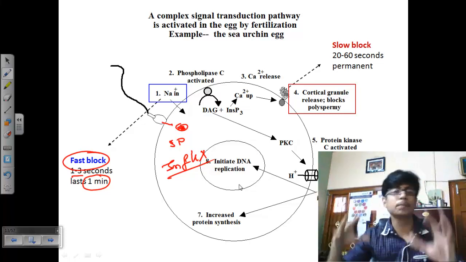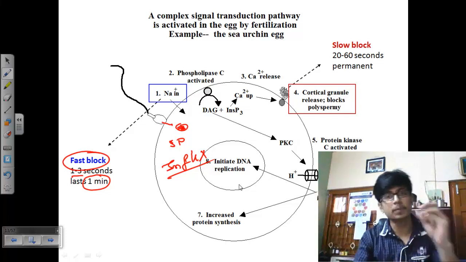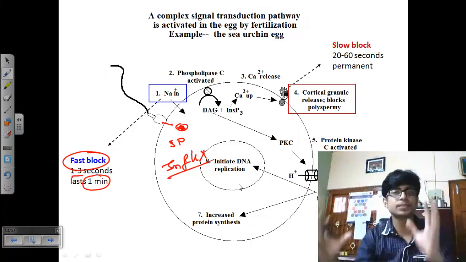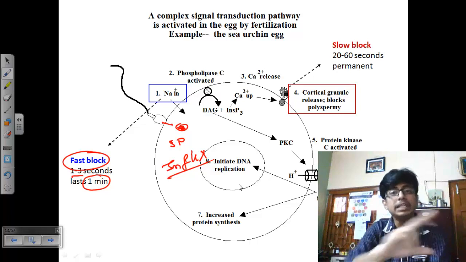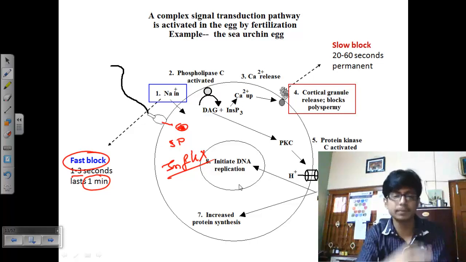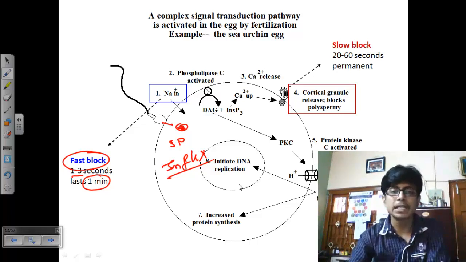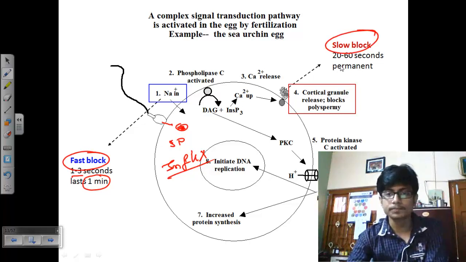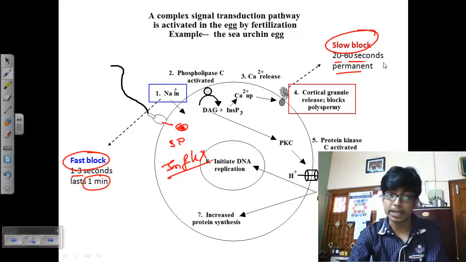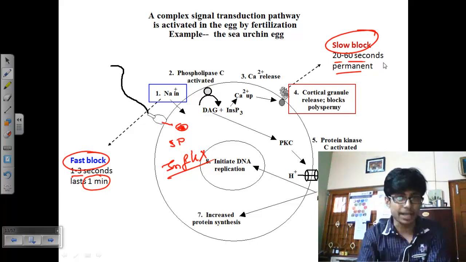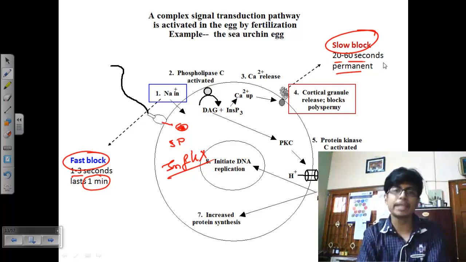Now, say multiple sperm fused somehow earlier, and one sperm donates its nucleus. Any other sperm that are bound to this egg, we need to release them out, break them out to the environment. So that is called the slow block. It occurs over a 20 to 60 second duration, and this type of block is permanent. After the slow block is established, no other sperm can interact with the egg and fertilize the egg.